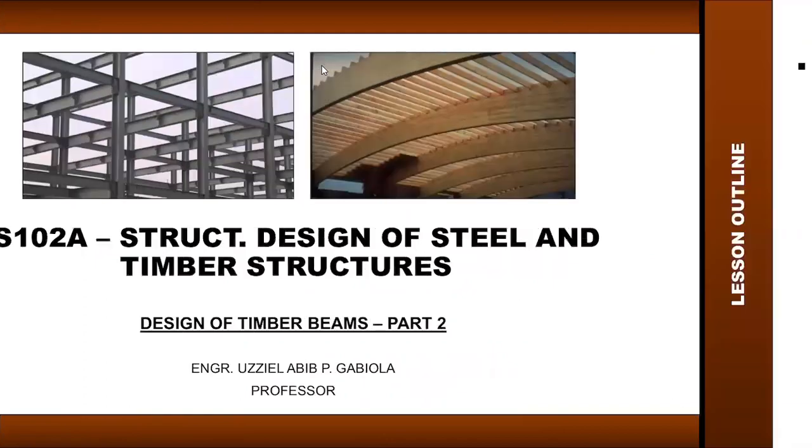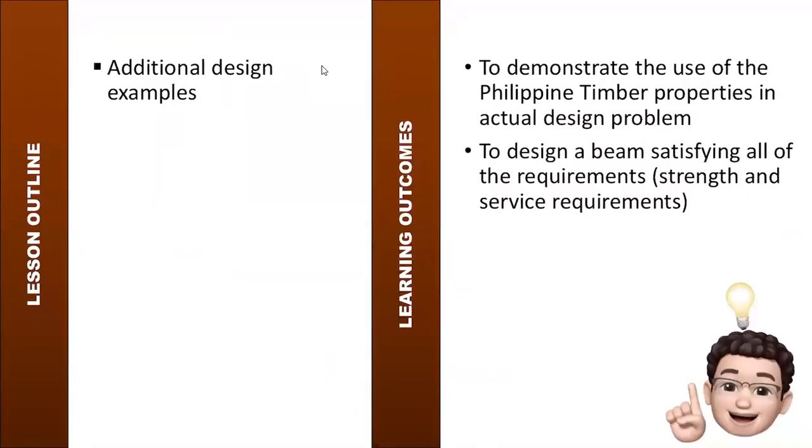So our lesson outline for today is, as I've said, we will just solve two design examples wherein we are expected to identify what is the most adequate section for the given condition of the beam, and then we will check whether this dimension satisfies the serviceability and strength requirements that we have discussed before.